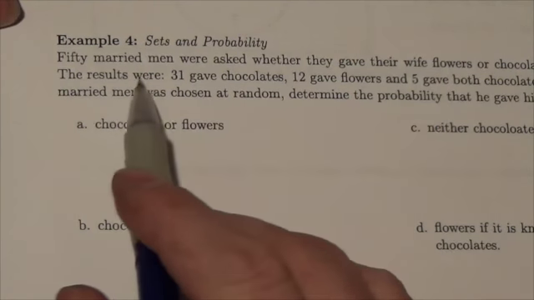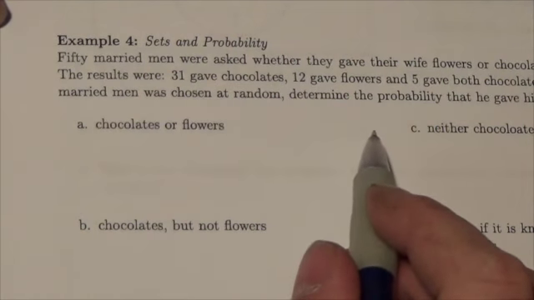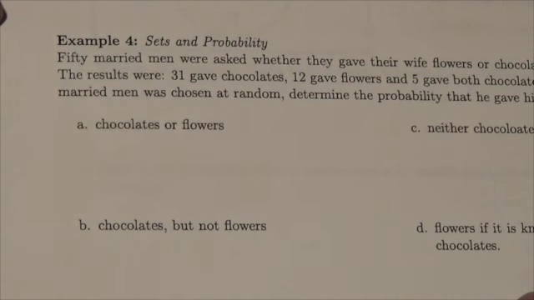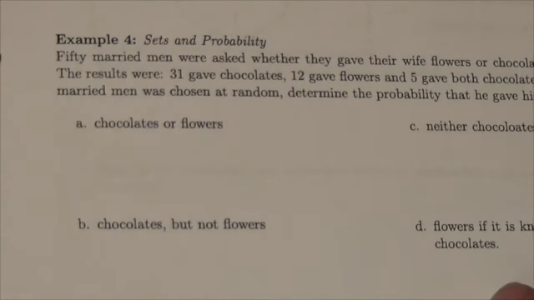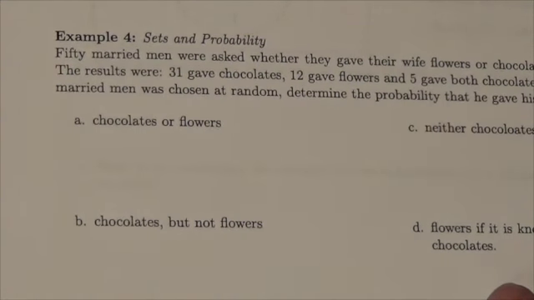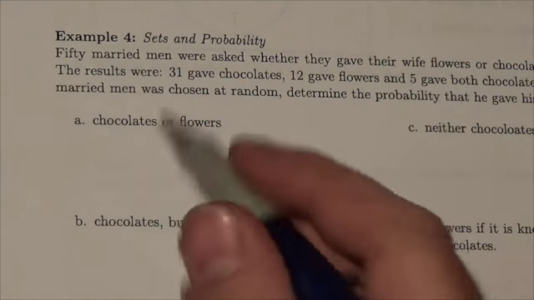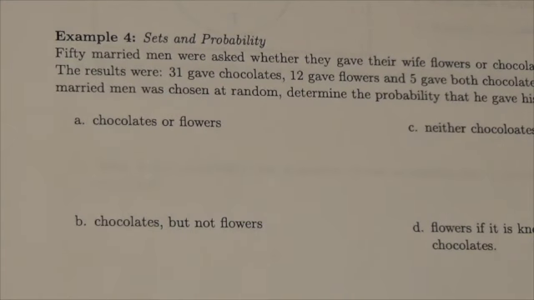Okay. Question says 50 married men were asked whether they gave their wife flowers or chocolates for their last birthday. The results were 31 gave chocolates, 12 gave flowers, 5 gave both chocolate and flowers. Now, if one of the married men was chosen at random, determine the probability that he gave his wife, and then we have to work through these 4 questions here.